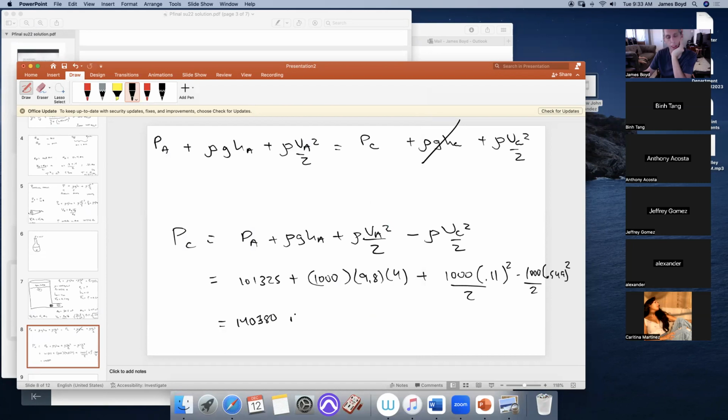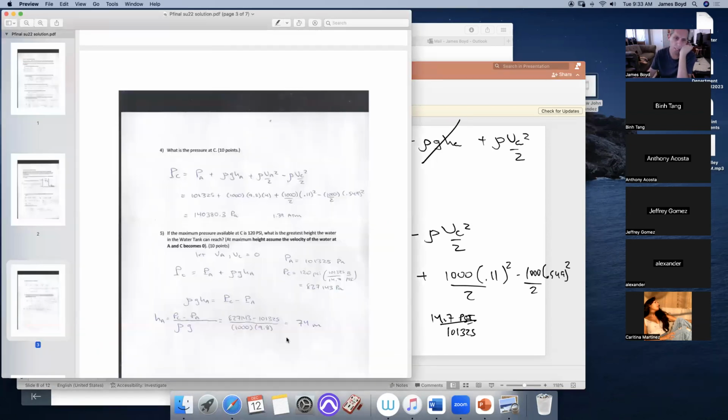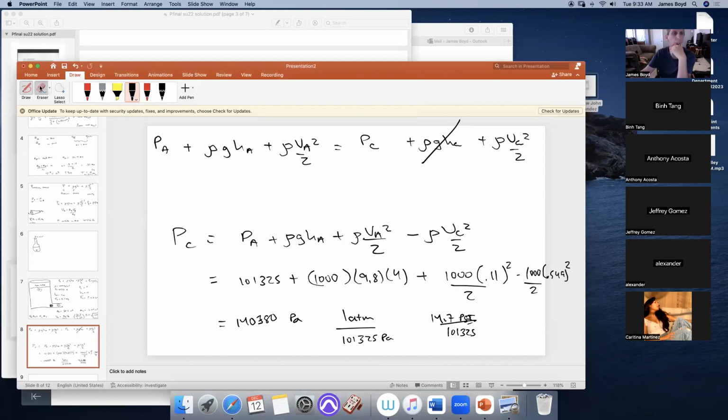143.80 pascals. The conversion between atmospheres and pascals is 1 ATM is 101.325 pascals. So if I multiply this, I get around 1.4. The conversion between PSI, like your car tires or your bike tires, over that is that. So I'm about, I don't know, probably like 20 PSI, I think. I asked for atmospheres here, just to make sure you know how to convert between the two.